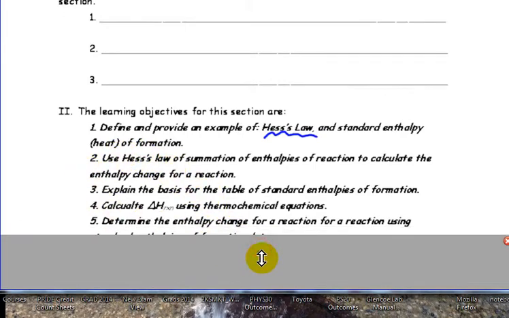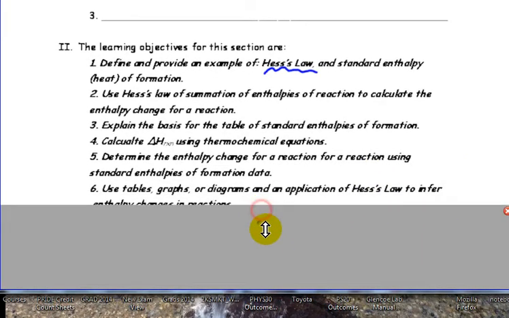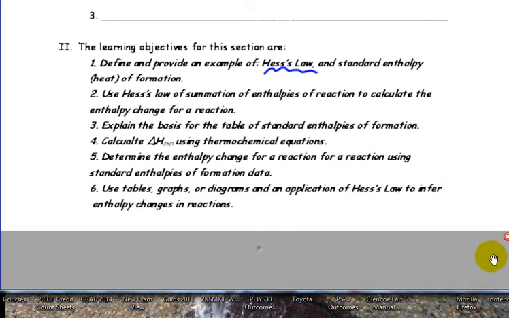Using Hess's law of summation of enthalpy of a reaction to calculate the enthalpy change of a reaction. Explain the basis for the table of standard enthalpies. Calculate the enthalpy of a reaction using a thermochemical equation. Determine the enthalpy change of a reaction using standard enthalpy data and using tables, graphs, etc.